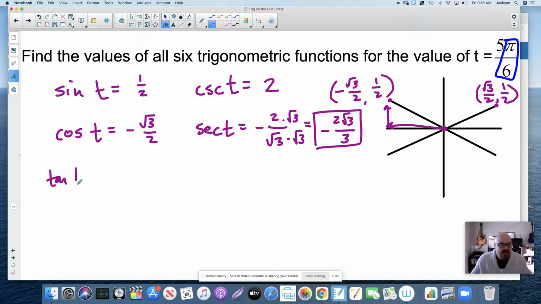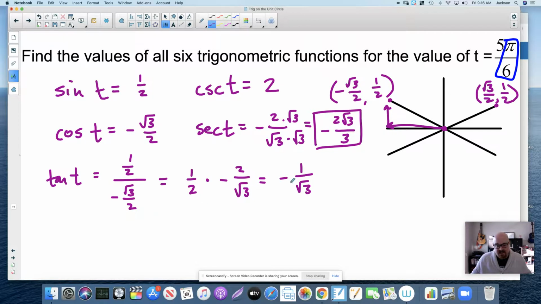And then the tangent of t is the y coordinate over the x coordinate, also known as sine t over cosine t, however you want to write it. So if I do 1/2 over negative radical 3 over 2, I've said in a previous video, tangent takes more work. This becomes 1/2 times -2 over radical 3, which when we multiply these fractions, we can still cross cancel the 2's that are on this diagonal. We'll have -1 over radical 3. So as it currently stands, tangent of t is this.